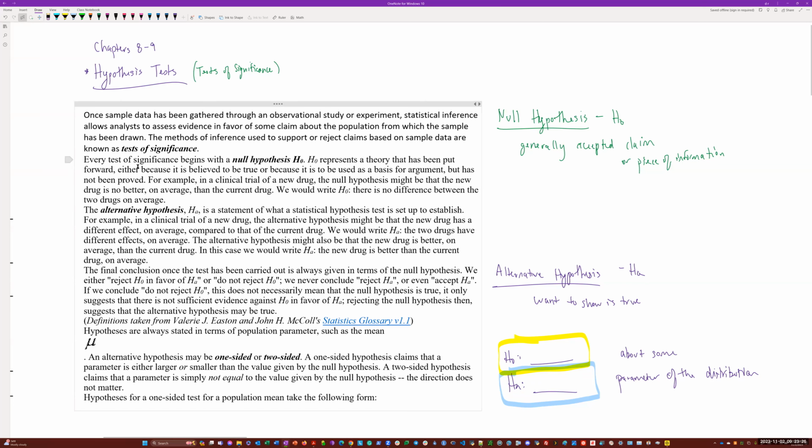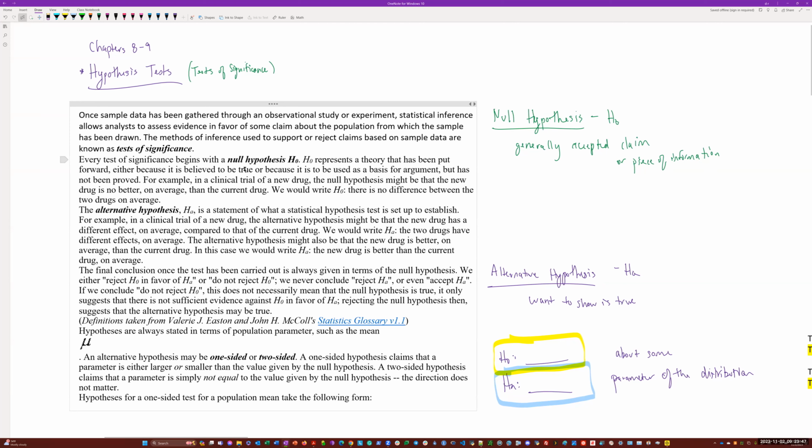All right. So every test of significance begins with a null hypothesis. H0 represents a theory that has been put forward either because it's believed to be true, or because it's used as the basis of an argument, but has not been proven. For example, in a clinical trial of a new drug, the null hypothesis might be that the new drug is no better, on average, than the current drug. I think this idea is extremely important because this gives you an idea of why hypothesis tests can be so useful.